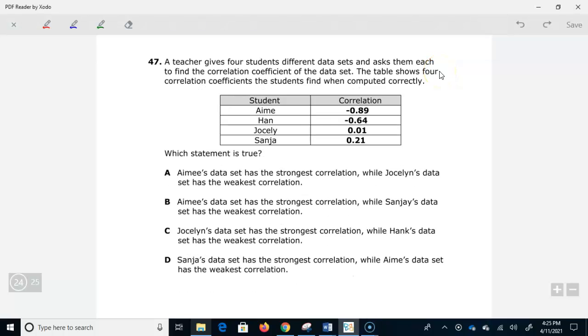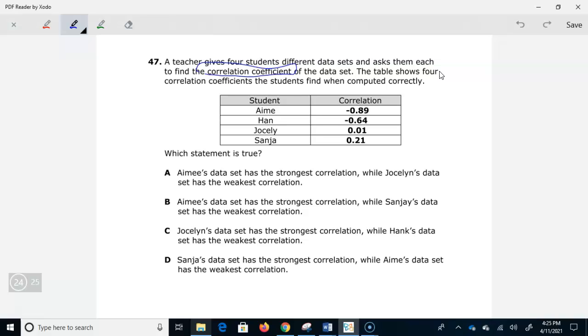All right, guys, so looking at number 47, it says a teacher gives 4 students different data sets and asks each to find the correlation coefficient of the data. So I'm going to put a box around that because we're looking for the correlation coefficient. The table shows 4 correlation coefficients the students find when computed correctly.